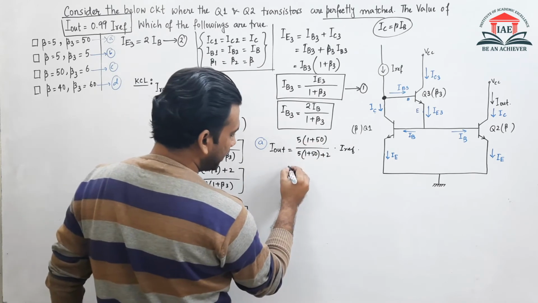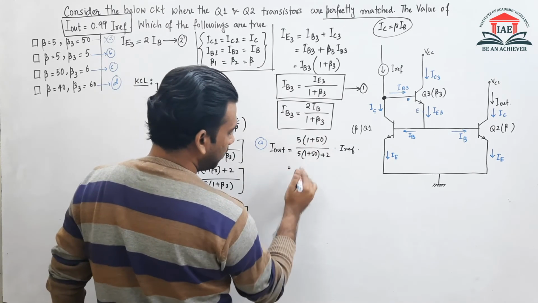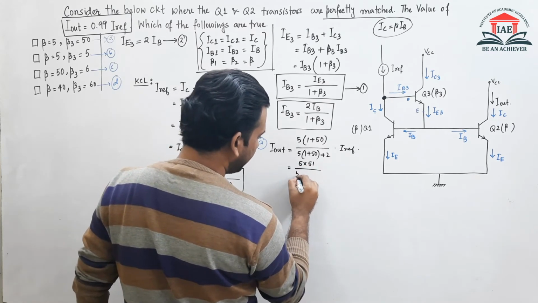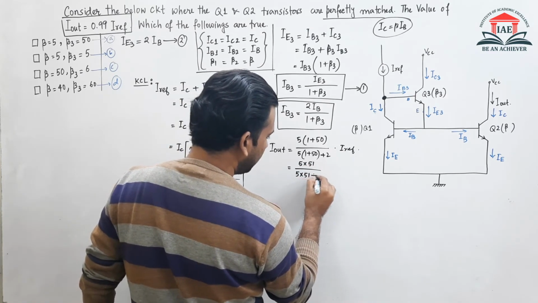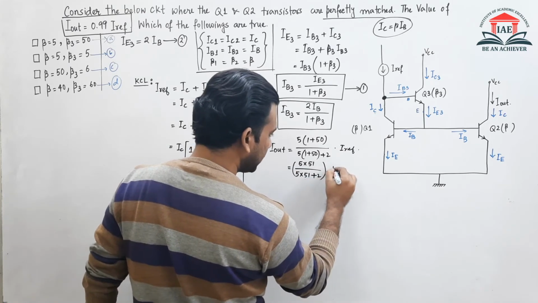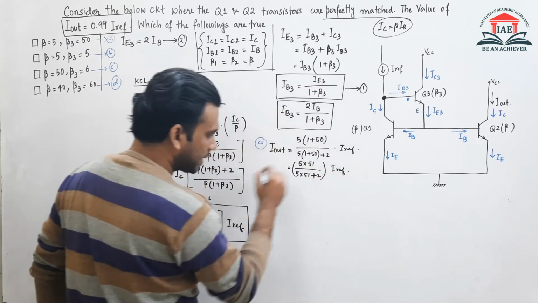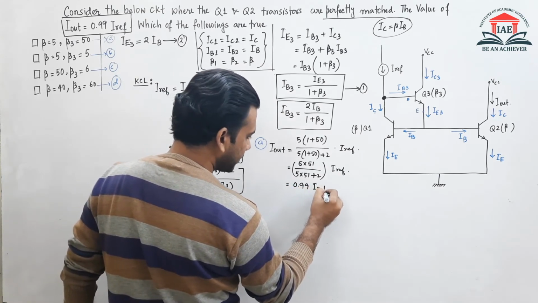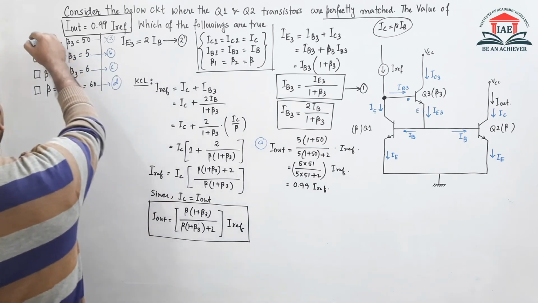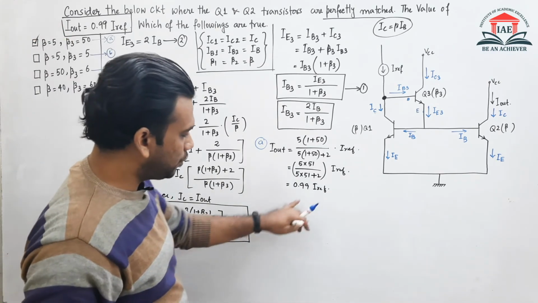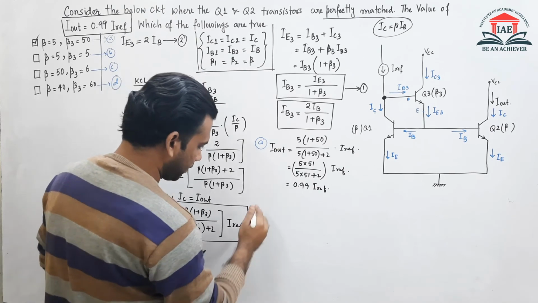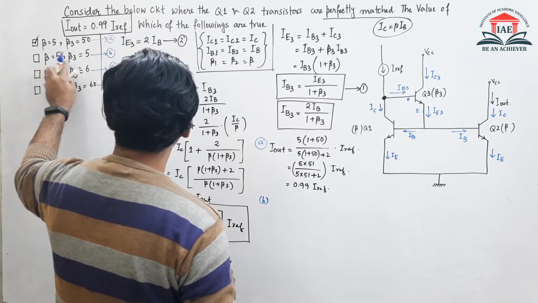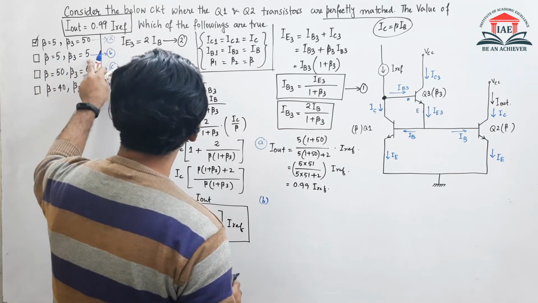Now if you calculate this, it will come out to be यहाँ पे 51, so 5 into 51 divided by 5 into 51 plus 2 उसके साथ मेरा I reference. Now just calculate this, you will get it as 0.99 I reference. That means the first option is true. Now go for the second option. Second option पे मेरा बीटा वैल्यू क्या है और बीटा 3 क्या है? बीटा is 5, beta 3 is 5.